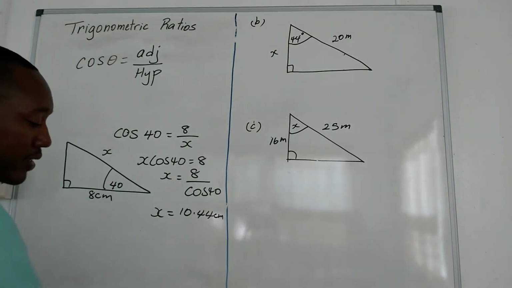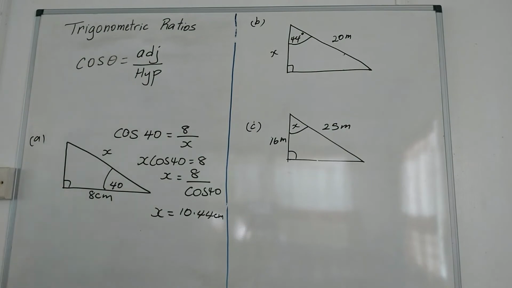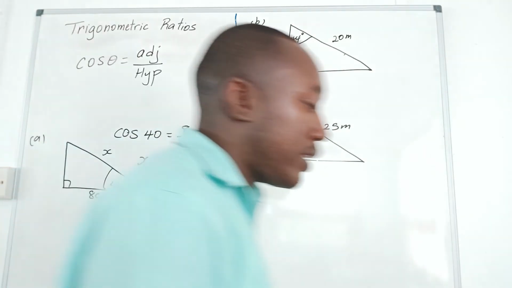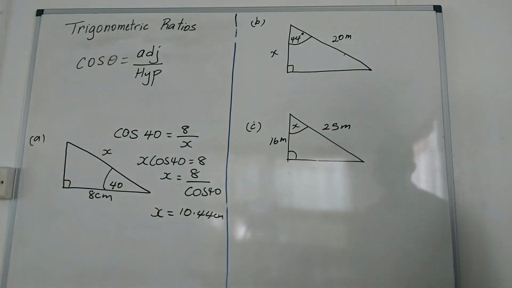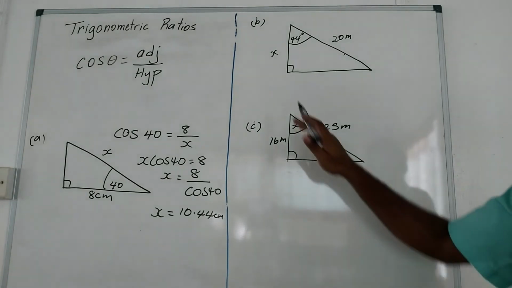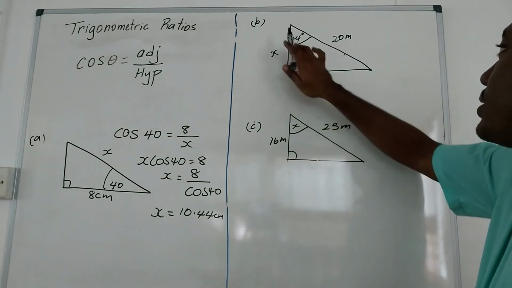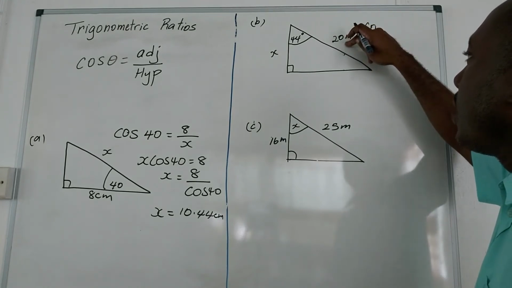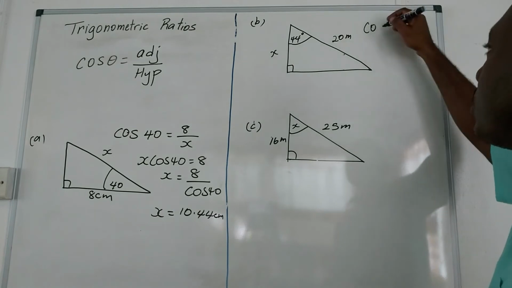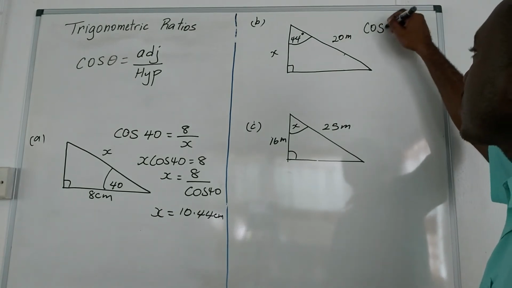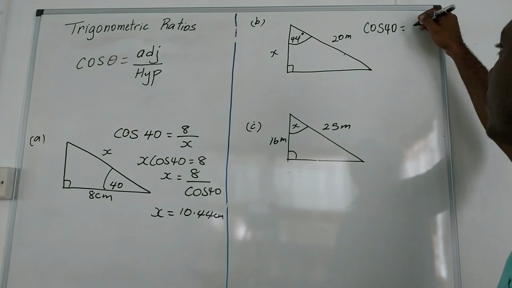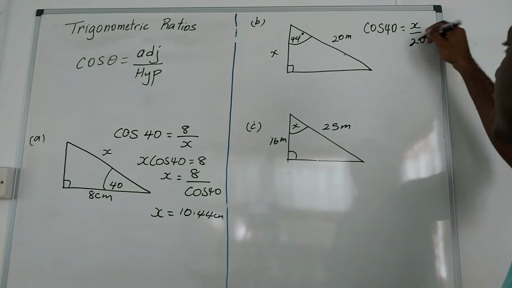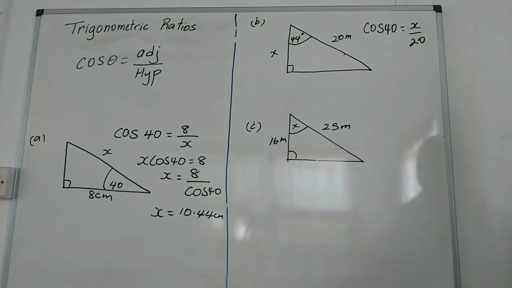Now let's go to our next question. Here we have to find this side when the hypotenuse is 20 and the angle is 44. We're finding the adjacent. Since we have the hypotenuse and the adjacent, we will use cos. So cos 44 is equal to the adjacent, which is x, over 20. And then we transpose to find what x is.